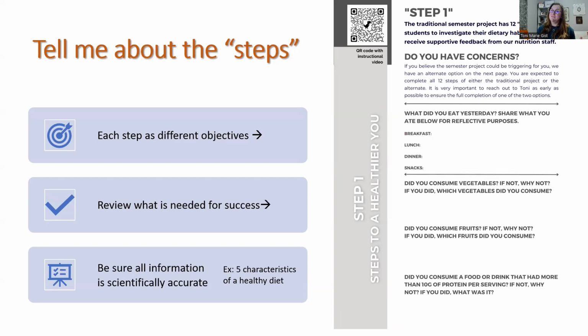So you're going to need to know the definition of a vegetable. And if you're unsure, ask us. Did you consume any fruits? And did you consume a food or a drink that had more than 10 grams of protein per serving? You can look at nutrition facts panels if it's a food that has one, or you can research it using a reputable source. By the end of chapter 1, you should be able to find those reputable sources and find the information that you need.